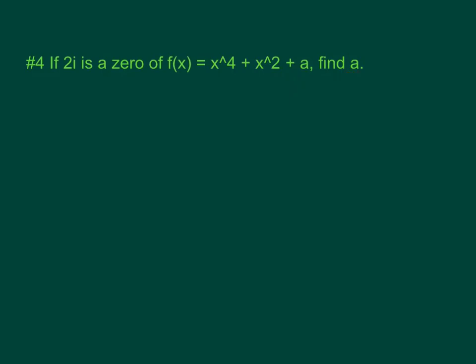Well, let's talk about what this means. If 2i is a 0, then what that means is that when you plug in 2i, when that is your input, then you get what for an output? You get 0. 2i is a 0, that means you get 0.